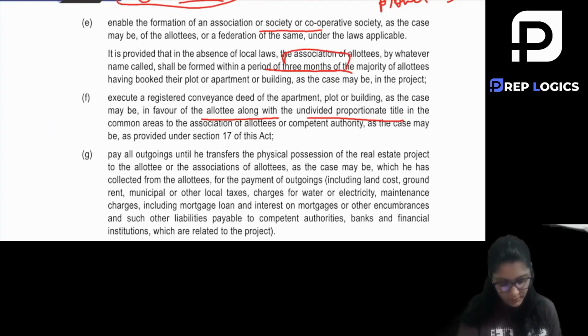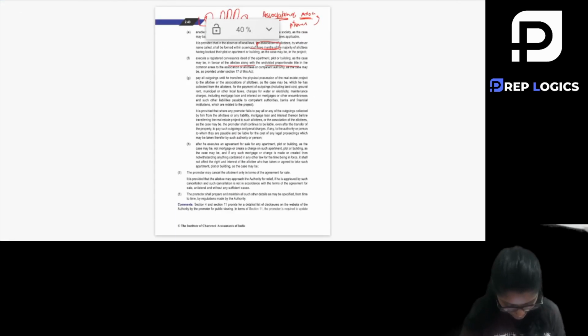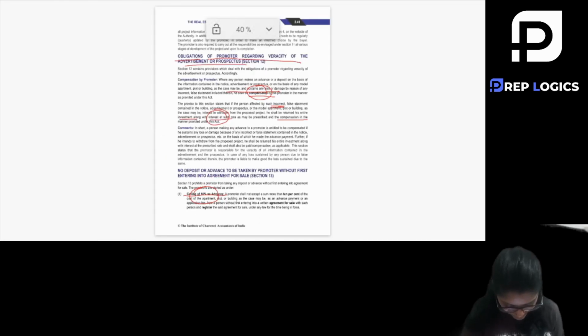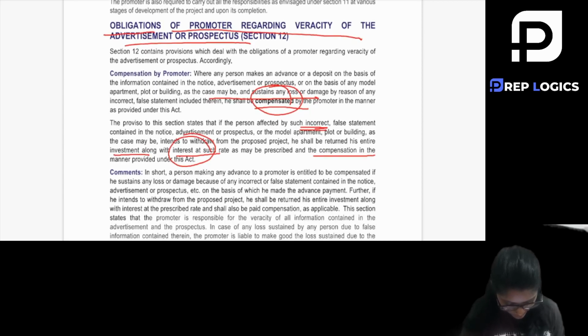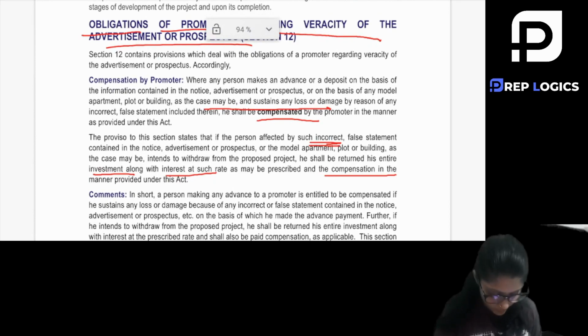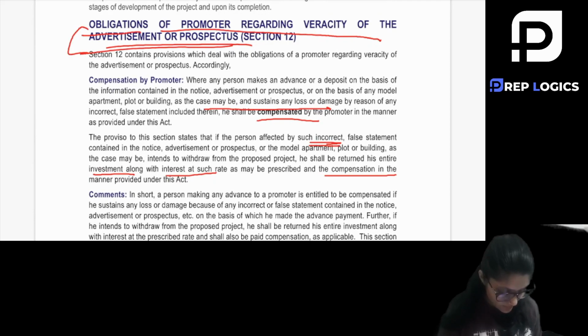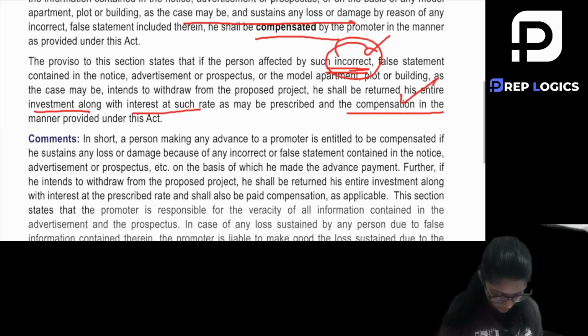Now, in what period must the association of allottees be made? Within 3 months it must be made. All these things are not very important, just read it out. So this we have already covered in another way, that if you are making any advertisement in the prospectus and it is considered incorrect, you need to give compensation to the allottees who have relied on your incorrect advertisement, along with interest.